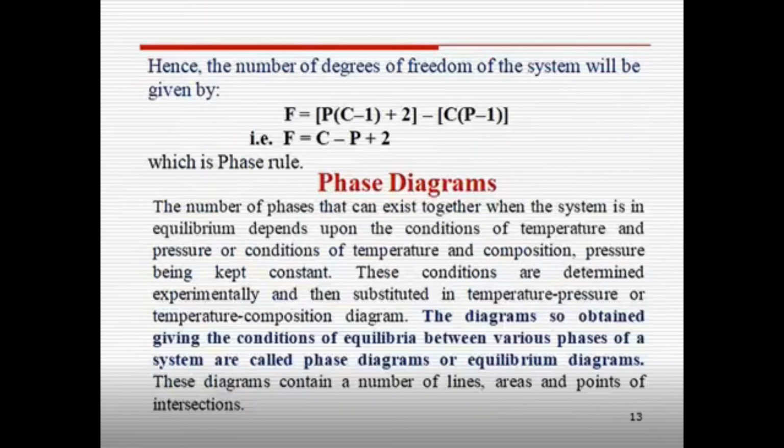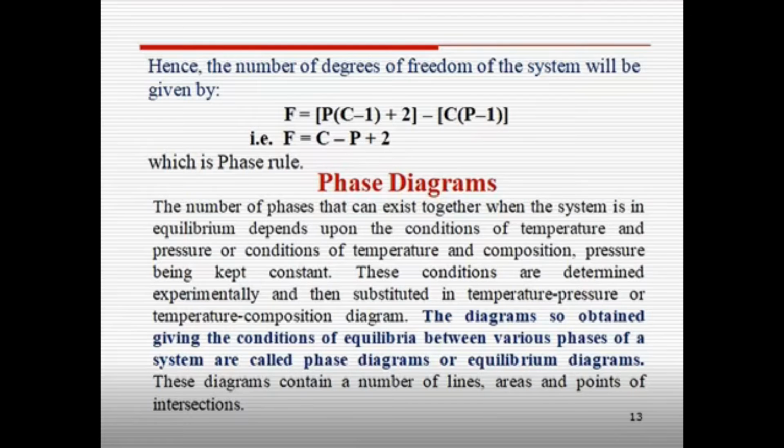And substituting these values in the previous equation, we have F is equal to P into C minus 1 plus 2 minus C into P minus 1. That is, we get F is equal to C minus P plus 2, which is the required equation. Next, we will discuss phase diagrams.